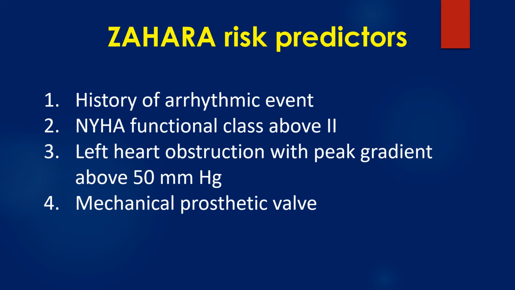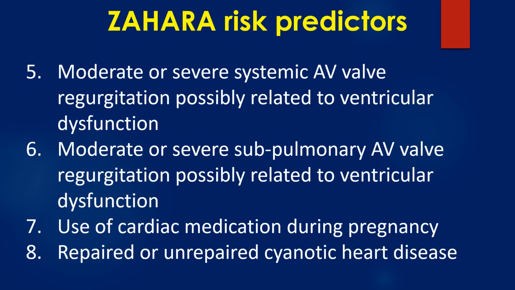ZAHARA risk predictors include: 1. History of arrhythmic event, 2. NYHA functional class above 2, 3. Left heart obstruction with peak gradient above 50 mm of mercury, 4. Mechanical prosthetic valve. 5. Moderate or severe systemic AV valve regurgitation possibly related to ventricular dysfunction. 6. Moderate or severe subpulmonary AV valve regurgitation possibly related to ventricular dysfunction. 7. Use of cardiac medication during pregnancy. 8. Repaired or unrepaired cyanotic heart disease.